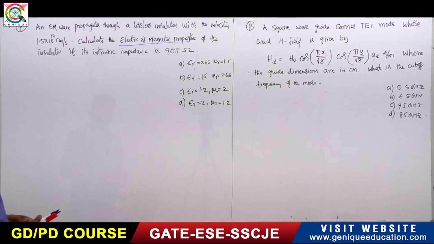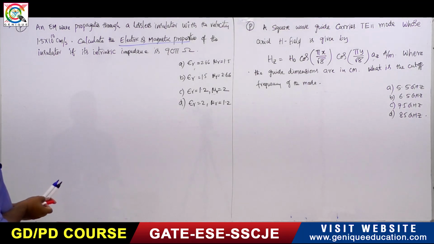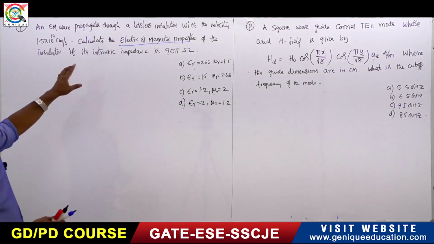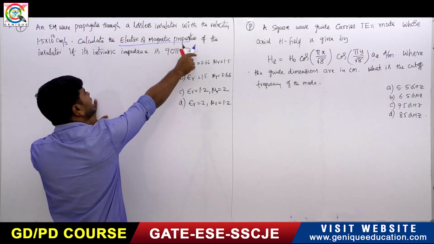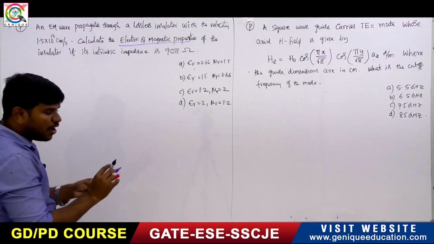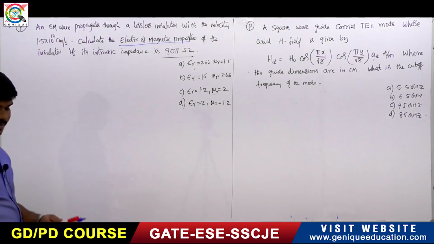So what he has given: an EM wave propagates through a lossless insulator. Okay, lossless medium. It is propagating in a lossless medium with a velocity. So what velocity? The phase velocity is given. Phase velocity of the EM wave is given. Now we have to find the epsilon r and mu r values, and also calculate the electric and magnetic properties of the insulator if the intrinsic impedance of that medium is 90 pi ohms.